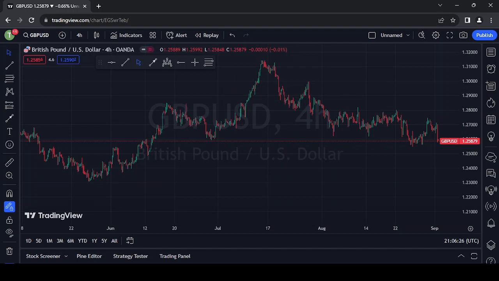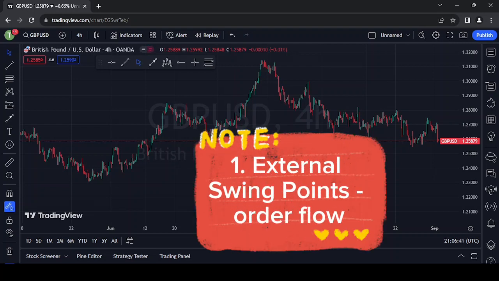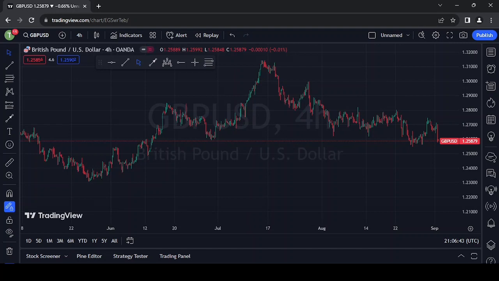All right. So number one, external swing point. Three major structures. One, external swing point. Get a pen, then you can write these three. External swing point. Some traders call it order flow. External swing point, which is an order flow. Then you can say we have bullish order flow or bearish order flow.